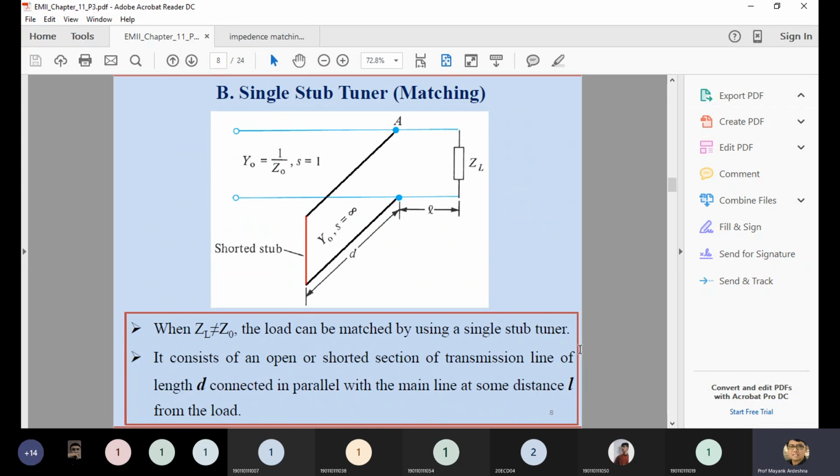Second one, the single stub matching. So you can see this is a transmission line at a point A with an input side which is mentioned with a Y0. Okay, so we are adding another wire in a parallel connection with your transmission line, and the location of this particular point is mentioned with an A. So this is called the single stub. We inserted one wire in parallel connection. Okay, but you can use either an open or a shorted one.